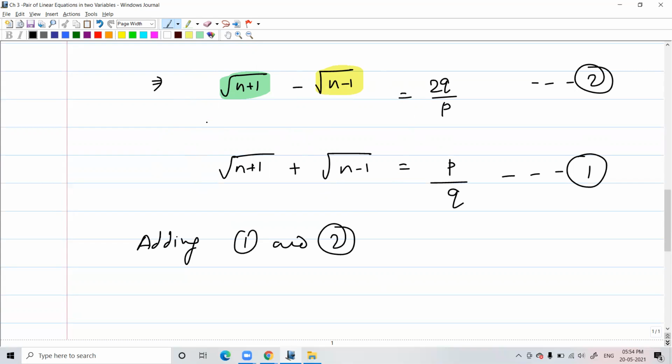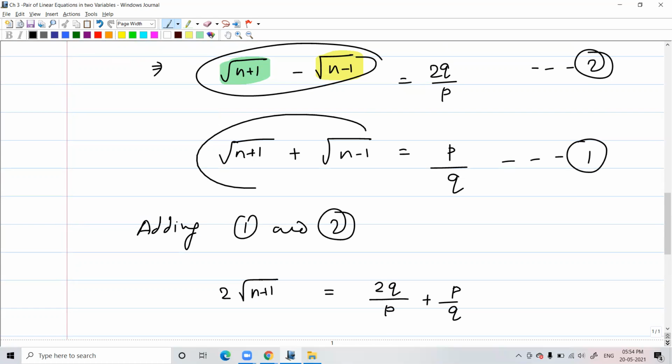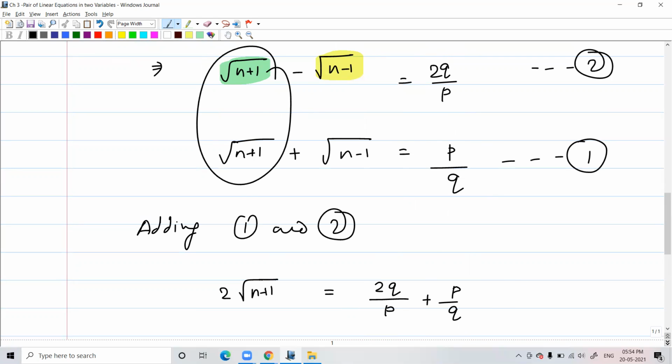It will become 2 times of square root n plus 1. And these two will become 0, so I'm not going to write it on the LHS. What will be the RHS? I have just added, so it will be 2q by p plus p by q. Understand that when we add equations like this, you add the LHS with the LHS and the RHS with the RHS. So this is the RHS of the first equation, and the RHS of the second equation. I've just added them together. And in the LHS, these two got added together and became 2 root n plus 1, and these two got cancelled and became 0.